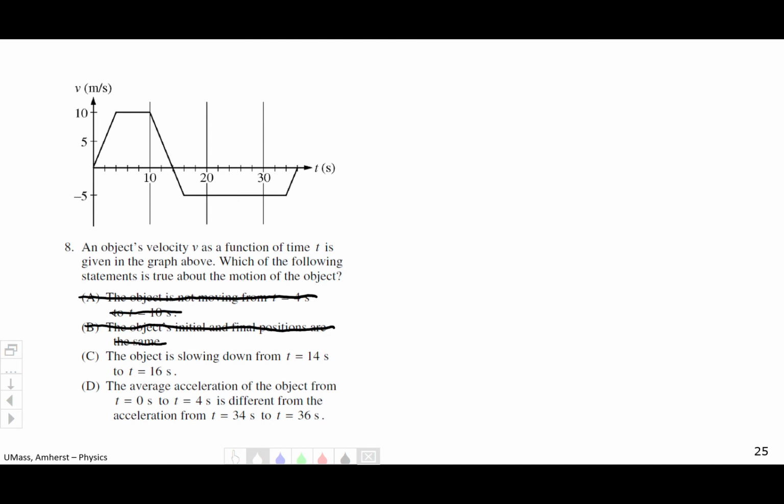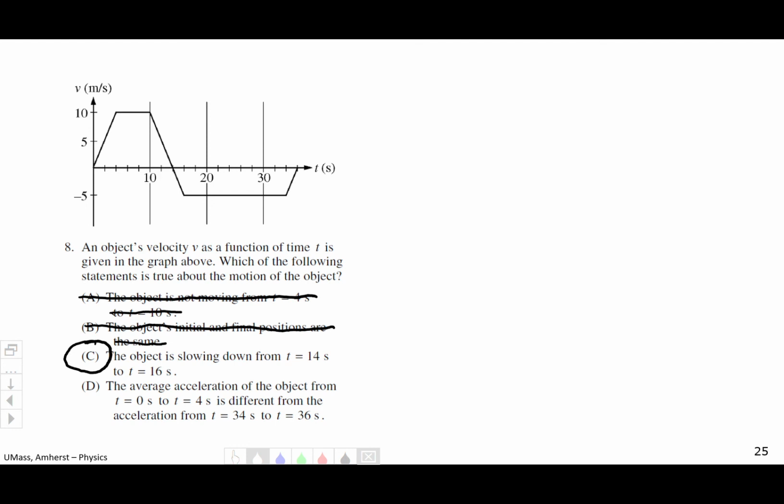The object is slowing down from t equals 14 seconds to 16 seconds. So 10, 12, 14. So our initial position is here, and then 16 seconds is here. Here we have a negative slope. So a negative slope means a negative acceleration. So we are going to say that C is the true statement.